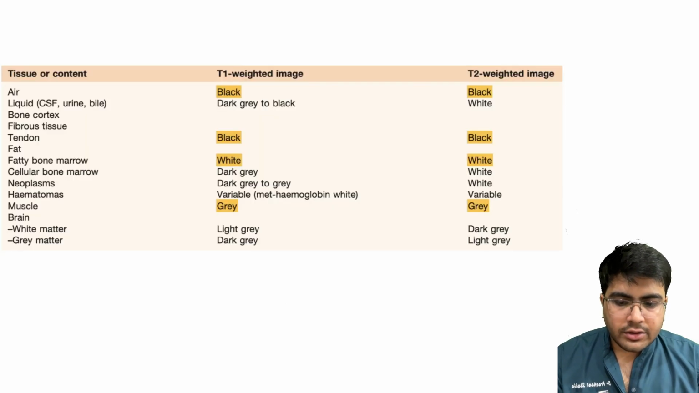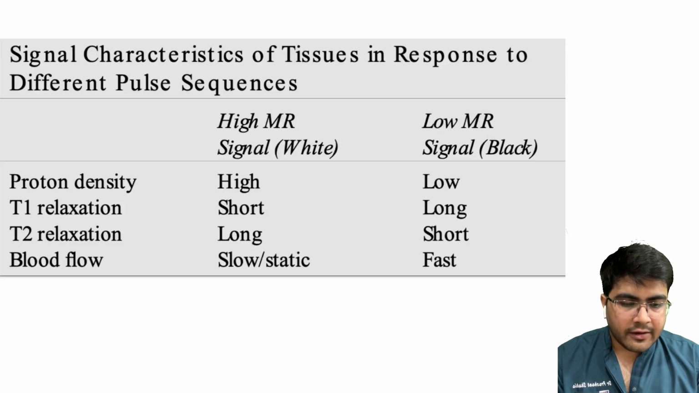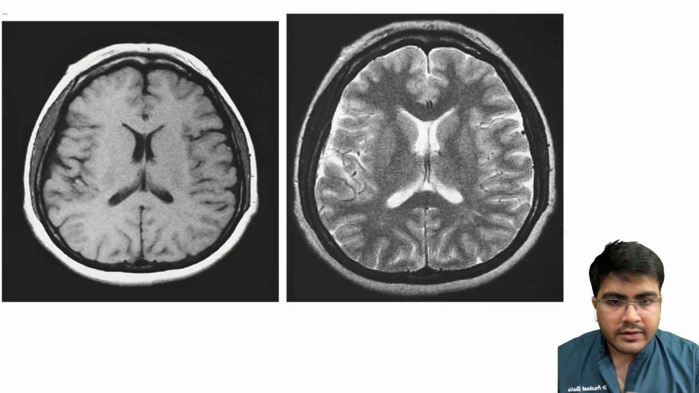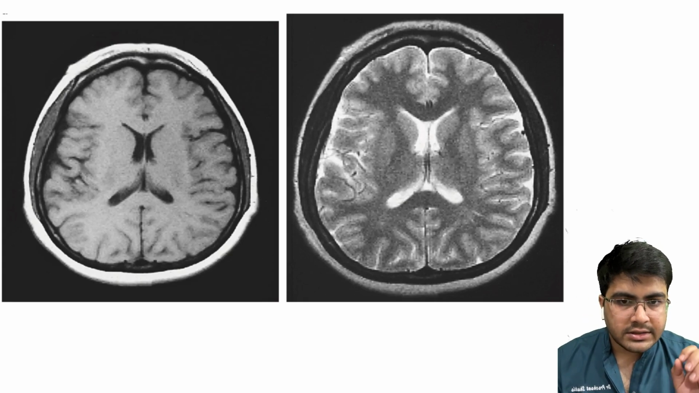The next thing you need to understand is that white matter appears light gray on T1 and gray matter appears dark gray on T1. So the T1 images have the white matter as white and gray matter as gray. In the left hand side MRI scan, we can see the CSF is black, the white matter is white, and the gray matter is dark. You need to remember this, and this is classical of T1 weighted images.